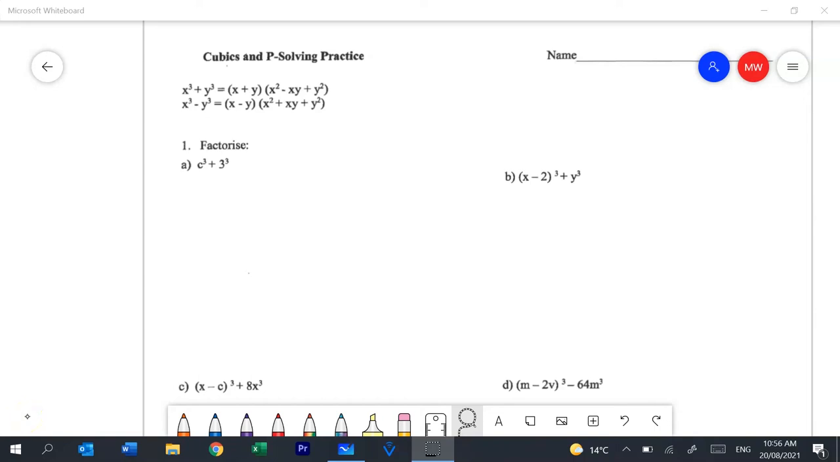In this video, I'll go through how to factorize these cubics when they're in the format where both terms are cubed. So they lend themselves to using these two formulas, which you'll get on your formula sheet.